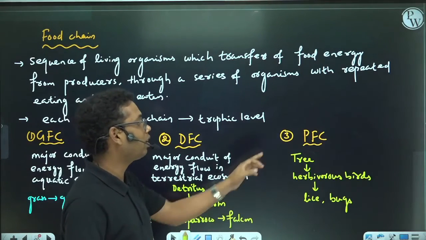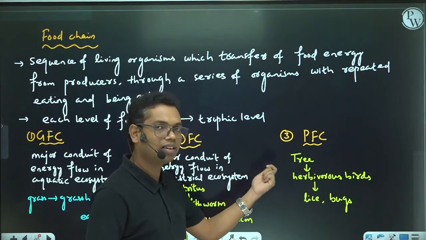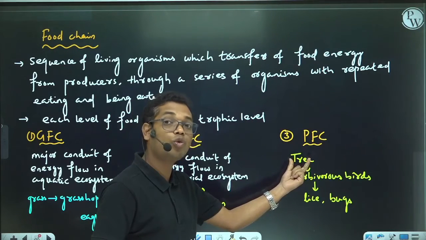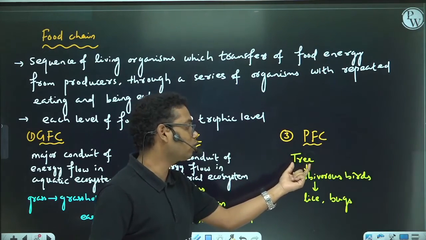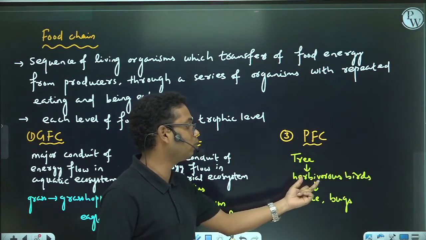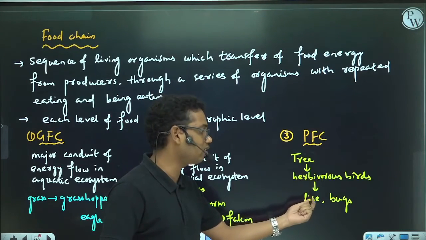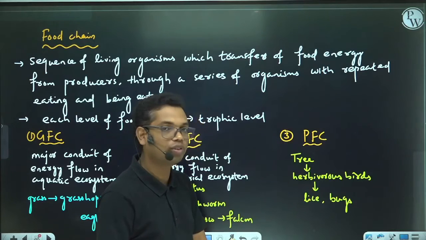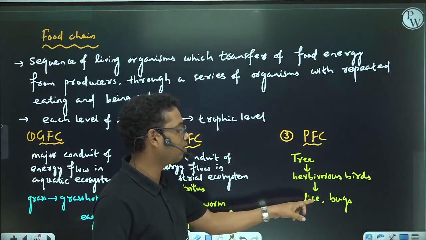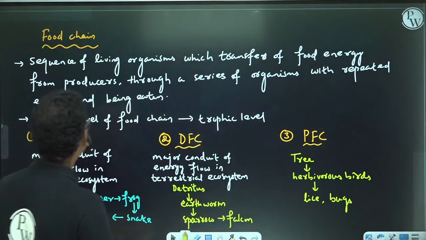Okay, what about parasitic food chain? In the parasitic food chain, suppose there is a plant, and this plant is a host plant. On this host plant, herbivorous birds are there. And on these herbivorous birds, some parasites are present like lice and bugs. So this is parasitic food chain. These birds are parasitic to the plants, and these lice and bugs are parasitic to the birds. Okay, so this is food chain.